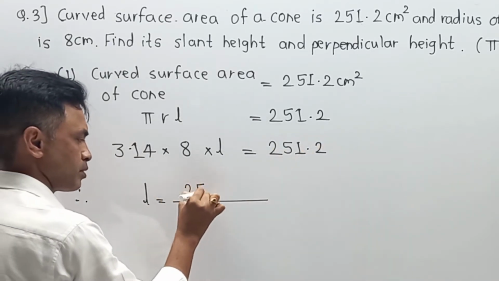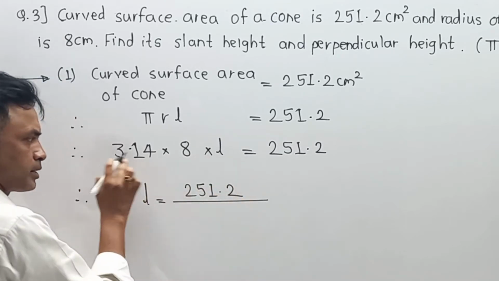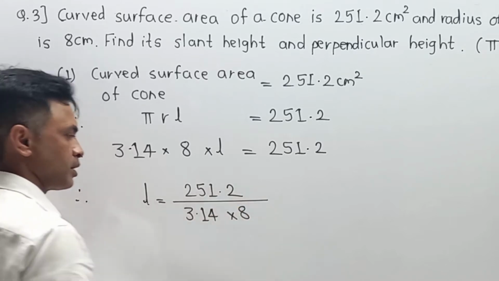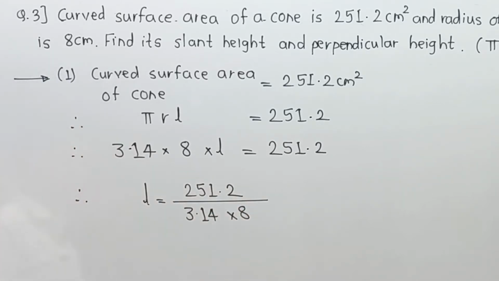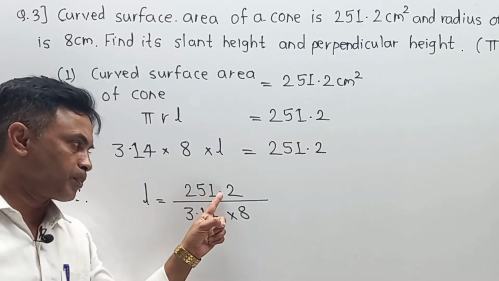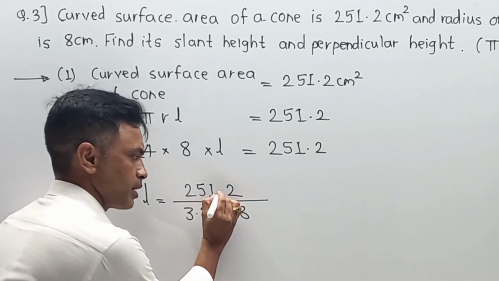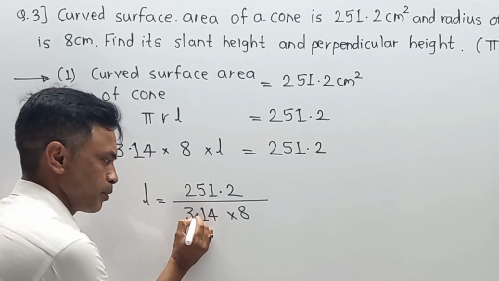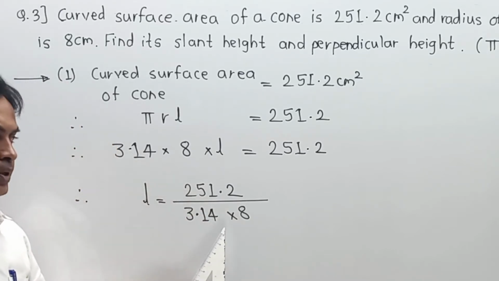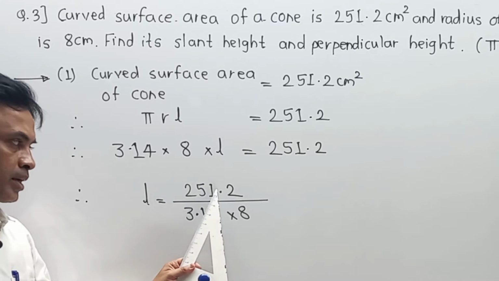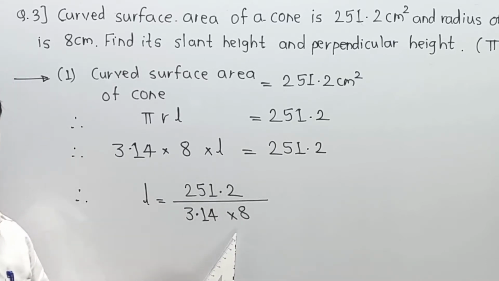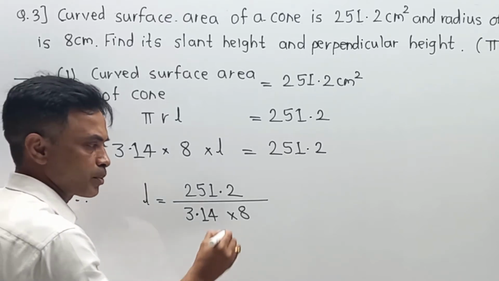251.2 divided by 3.14 into 8. Now the next part for simplification. Now here remember 251.2, here decimal, and after decimal there is only one number, that is a 2. And 3.14, after decimal there are two numbers. Now if you want to simplify, here decimal number at numerator is only 1, and after decimal there are two numbers at denominator. So you can make a slight modification.